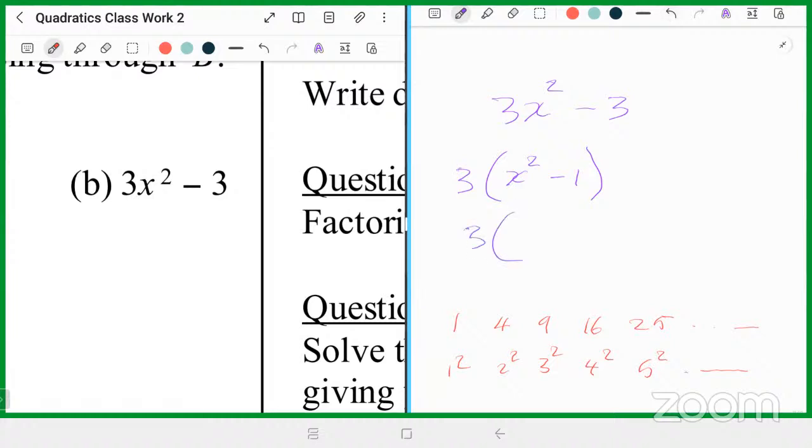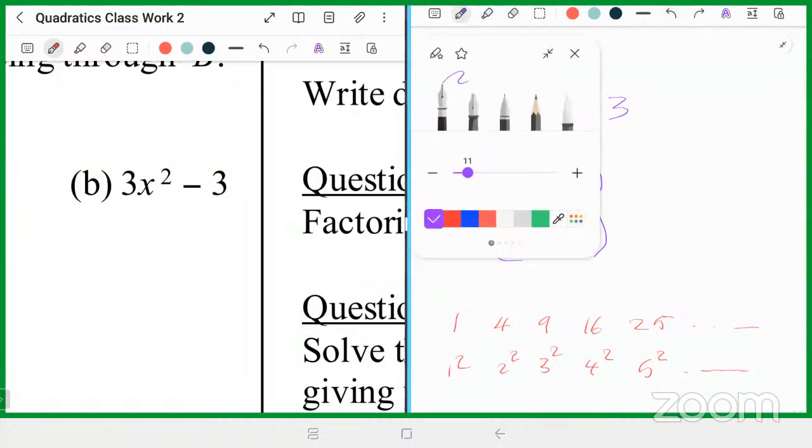And I'm just going to write this as the difference of 2 squares. I'm going to write it as x squared minus 1 squared, because the 1 is the same as 1 squared, as simple as that. I now have the difference of 2 squares. Let's remind ourselves of the rule for the difference of 2 squares.